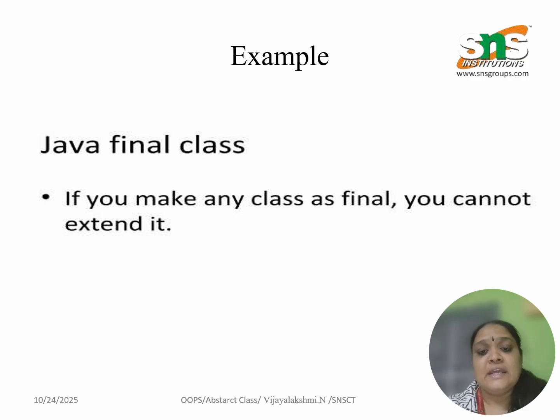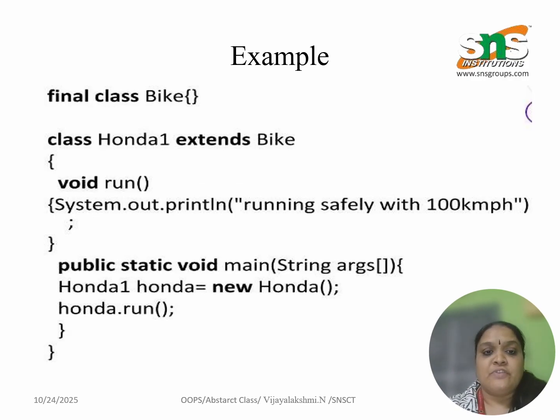So see, if you make any class final, it also cannot be extended. So final class bike is my class name. Class Honda 1 is going to extend the bike, which means bike is a parent class and Honda 1 is the child class. And this thing is also not possible.